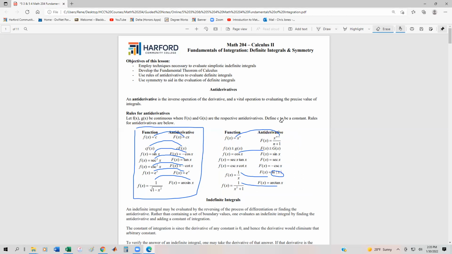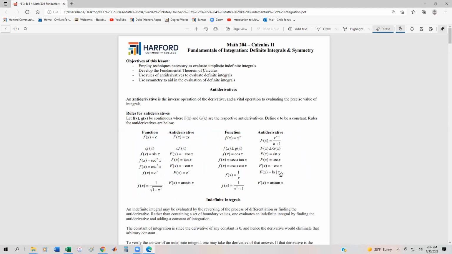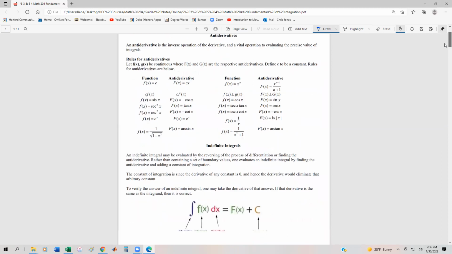A suggestion might be to make a note card of these because you're going to be using them quite frequently throughout the entire semester. Eventually you're going to memorize them, but for right now, since you might not have them memorized, it might be beneficial to have that list on hand on a note card so you can reference it quickly.